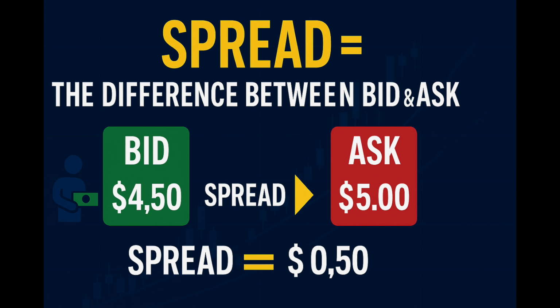Here's an example. Imagine you're at a market buying fruit. A seller asks $5 for a basket of apples. You, as the buyer, only want to pay $4.50. That 50 cents difference is the spread.